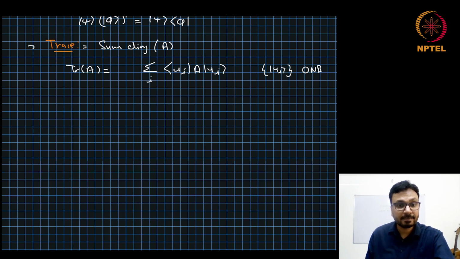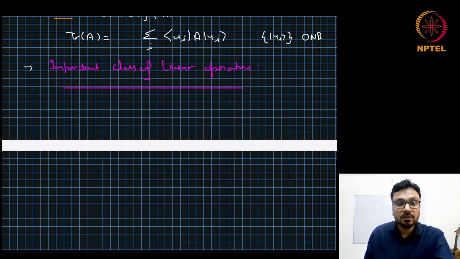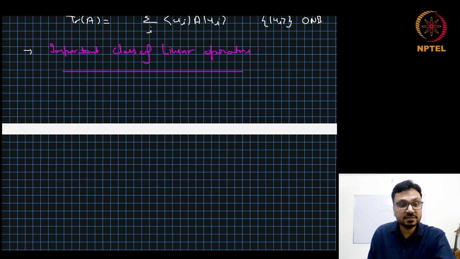trace of a matrix. Now there are a few very interesting types of linear operators which we will be using throughout this course, an important class of operators. In this class, we have first the Hermitian operators. They have another name, which is called self-adjoint.